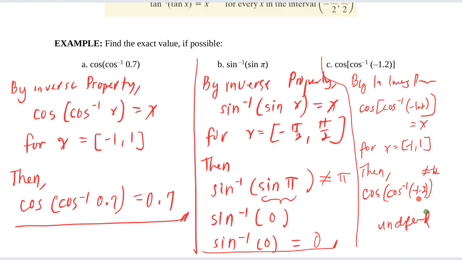If it is beyond those values, that means it does not exist, because cosine only oscillates from negative 1 to 1. So this output, negative 1.2, does not even exist in the given range. Therefore, since this part does not exist anymore, the entire expression does not exist, which is undefined.